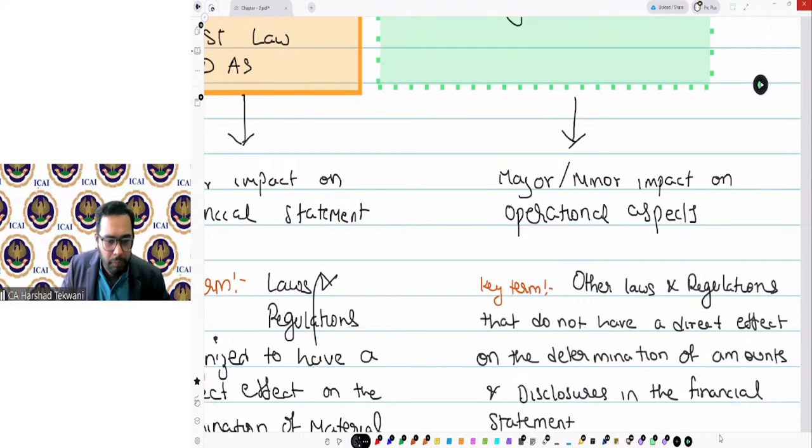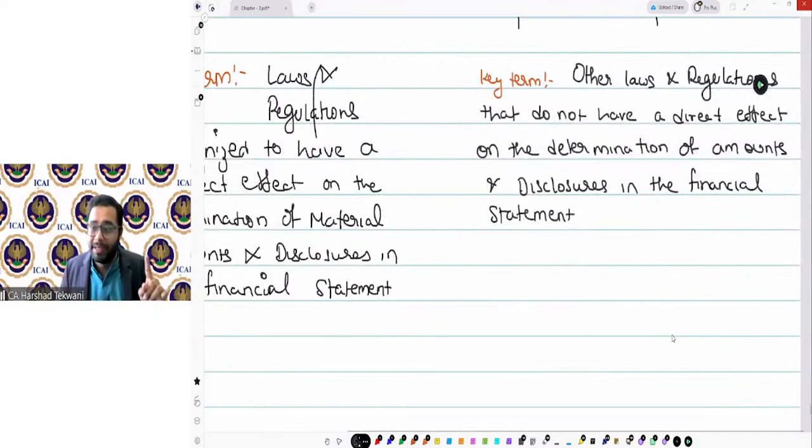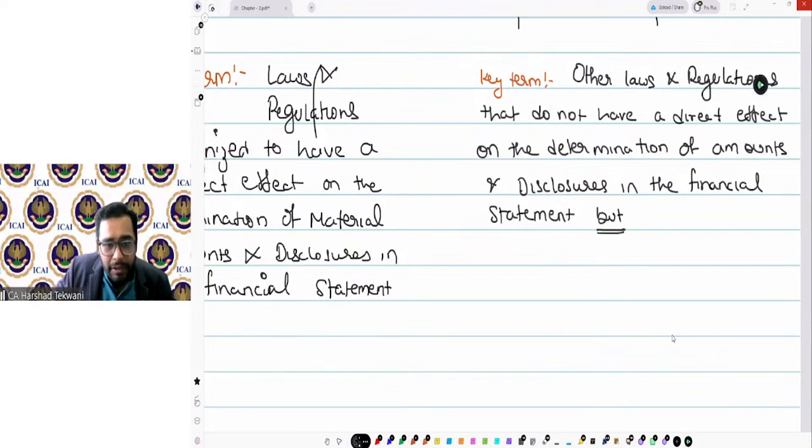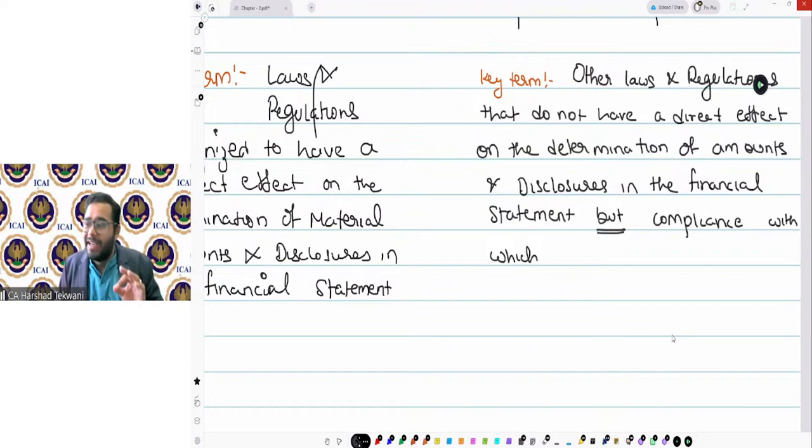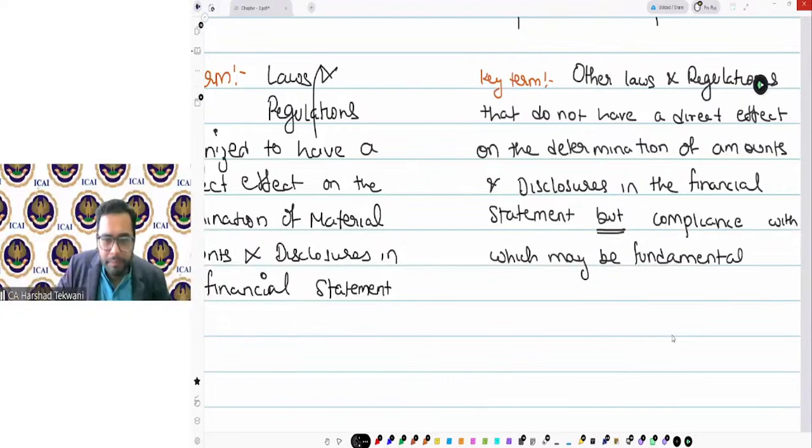It doesn't end here. It's not that much, but now this is something very important to understand. But compliance with which may be fundamental to the operating aspects of the business.